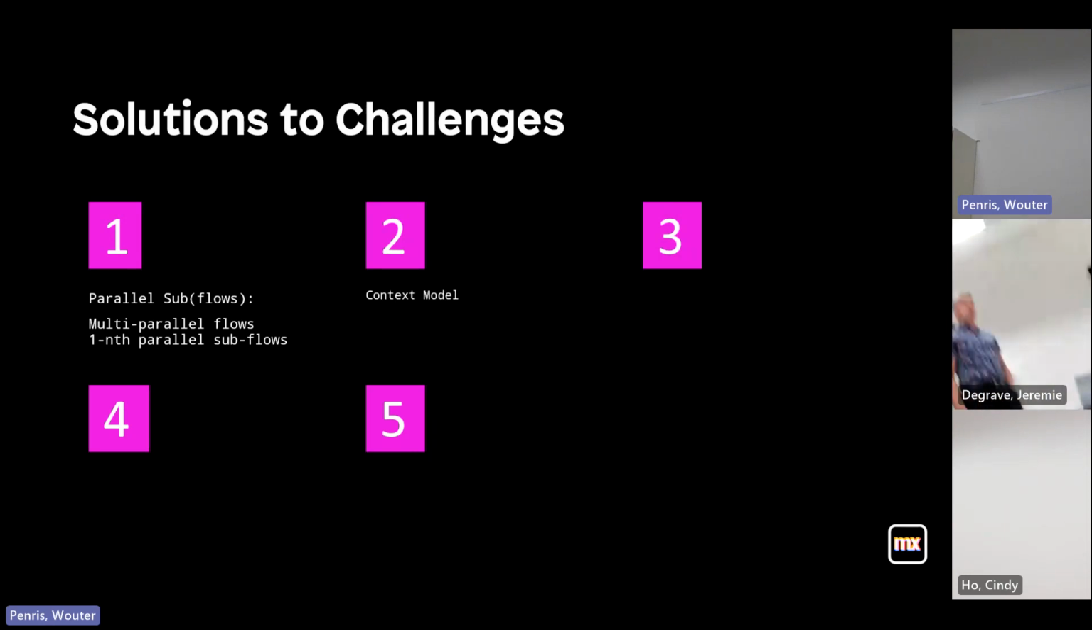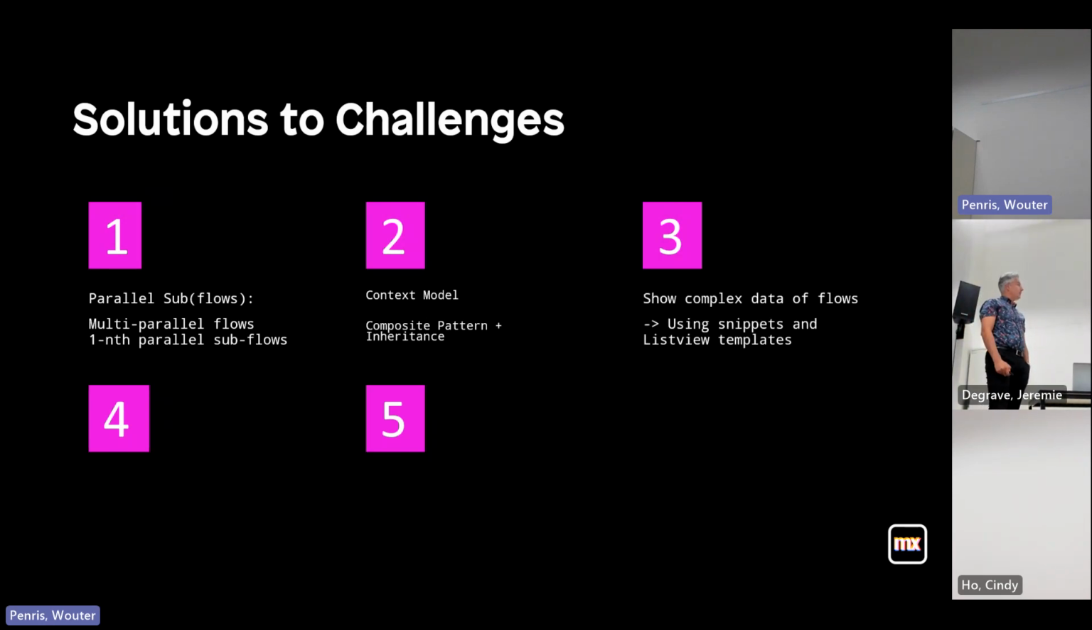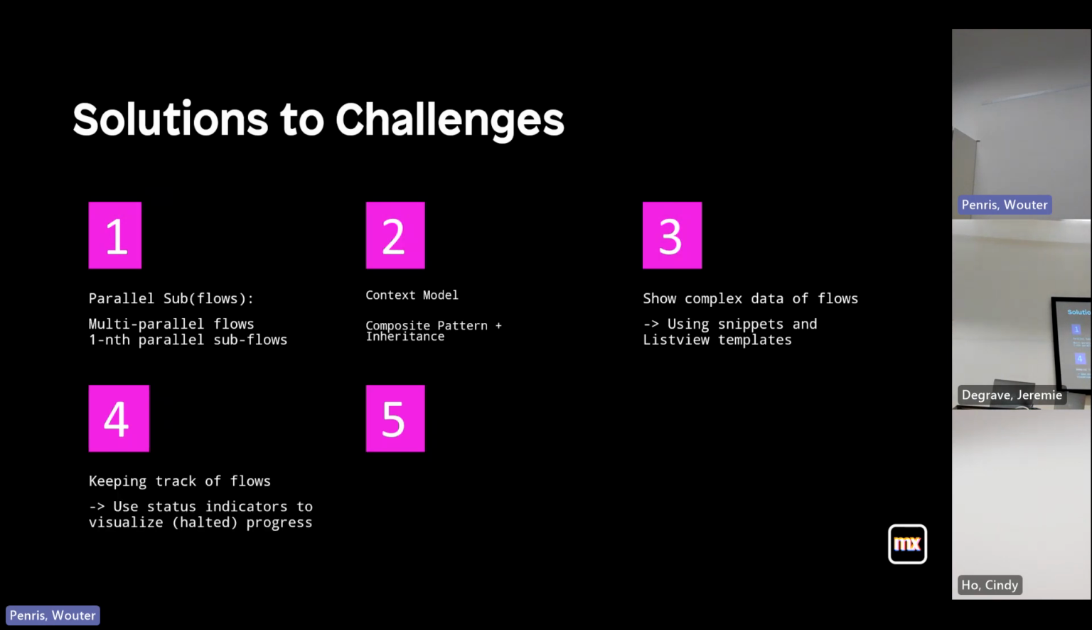How to model your context: use the composite pattern, derivative, and inheritance. How do you show complex data within flows? Well, you can use snippets and list view templates with that neat little trick where we passed a single object as a list, and then likewise we could use list views. Finally, how do you keep track of the status? So you use status indicators to visualize progress.